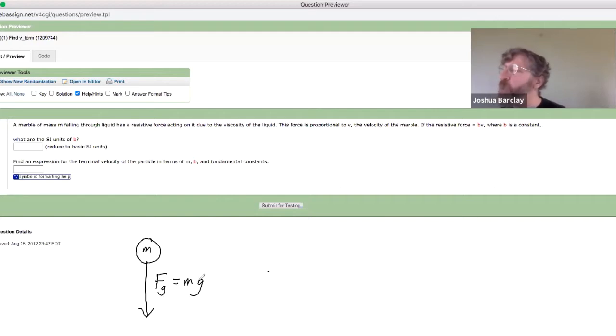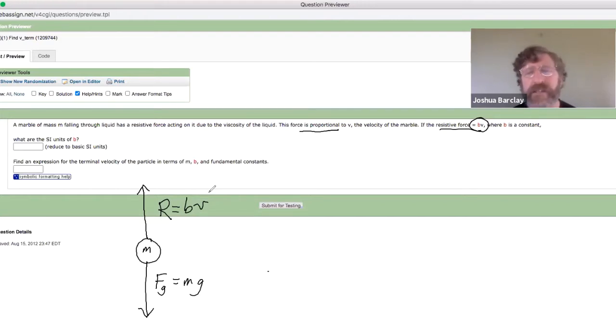It's falling through water, though. What is the other force that's acting on this thing? The force of water. Yeah, it's a resistive force. We'll just call it R for resistive. It's similar to friction, but what they're telling us is that the force is proportional to the V. The resistive force equals B times V. So this is a situation where the resistance is proportional to the speed, and that happens when you're going through a liquid or through air. The faster you go in your car, the more resistive force you get.